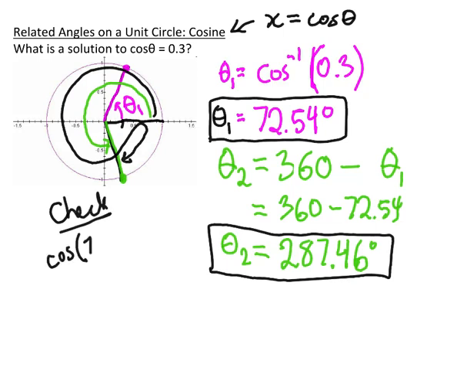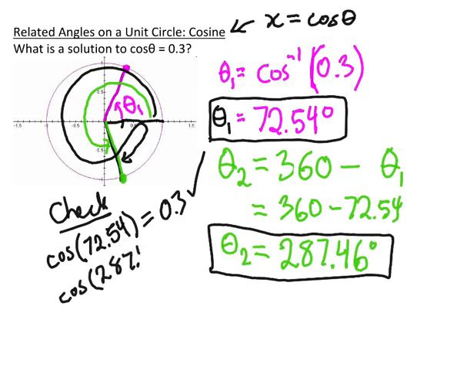Cos of 72.54 is indeed 0.3 or very close to 0.3 within rounding. And cos of 287.46 is indeed 0.3 or very close to that within rounding.